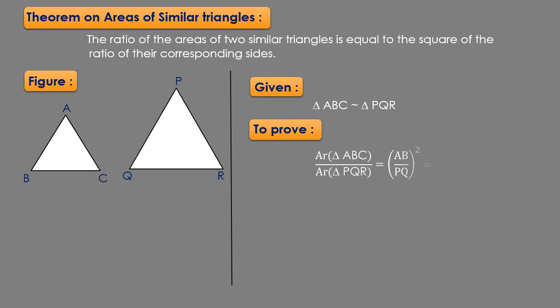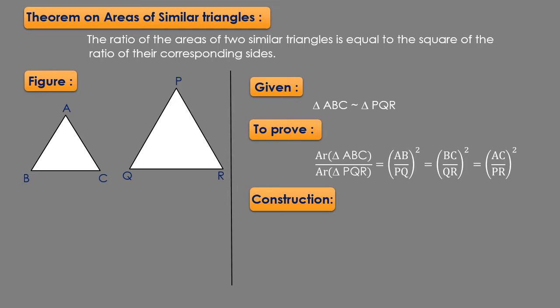So we have to prove that area of triangle ABC upon area of triangle PQR is equal to the square of AB upon PQ, because AB and PQ are the corresponding sides. We have to take their ratio and square it, is equal to BC upon QR whole square is equal to AC upon PR whole square. So this ratio is equal to the square of the ratio of all the three corresponding sides. It doesn't matter which one you are going to take, but we are going to prove it for all the sides. Now to prove this, we require to do a construction.